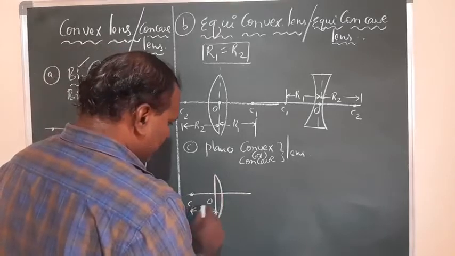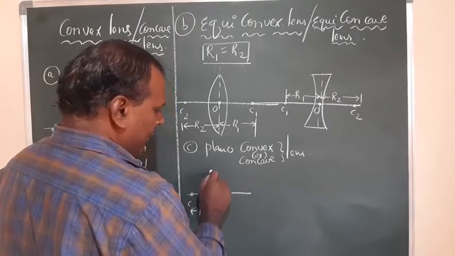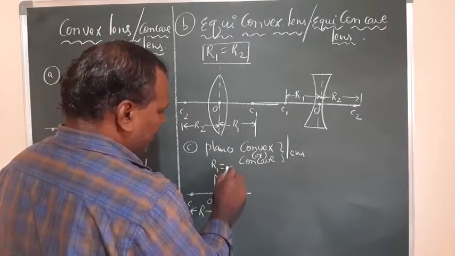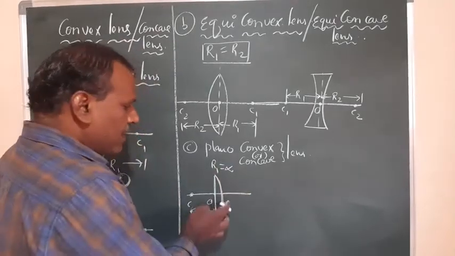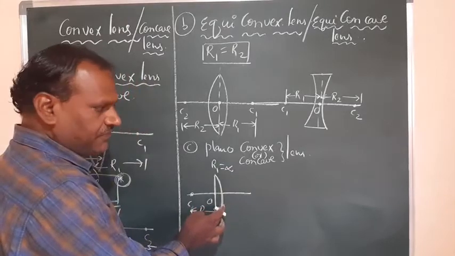So let it be. I am taking the first one for the plane. For the plane, let R1 be infinity. For this curve, R2 is the radius of curvature. This is a plano-convex lens. Right?